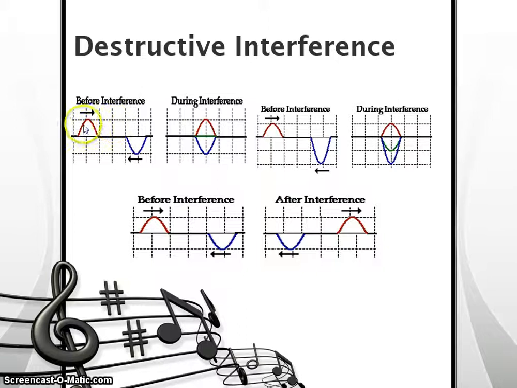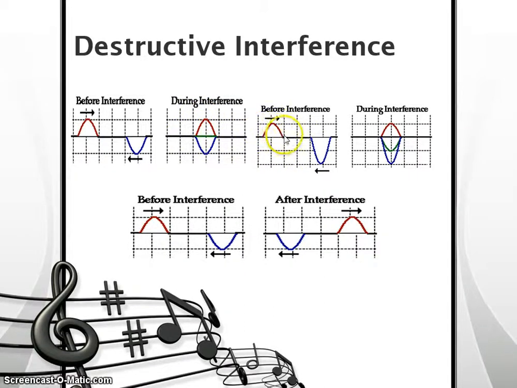So if we look at some pictures here, before the interaction, before the interference, we've got a hill plus a valley. There's the hill, there's the valley. The green line you see there is the result. So this is like noise plus anti-noise makes silence.